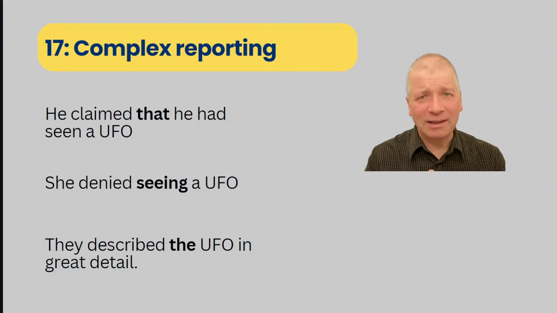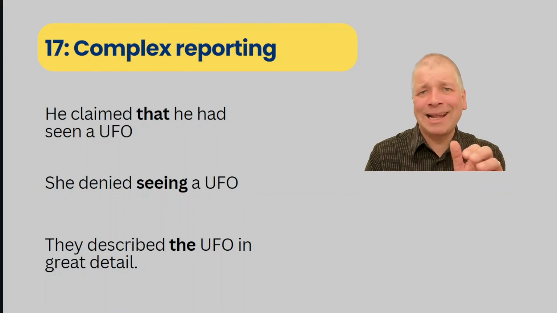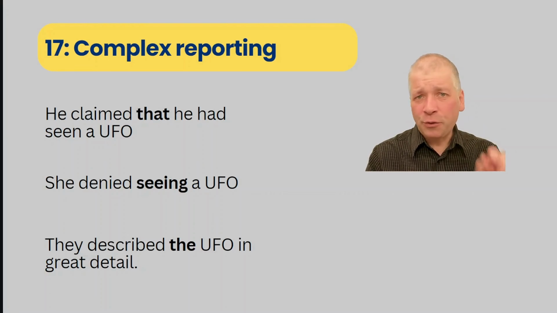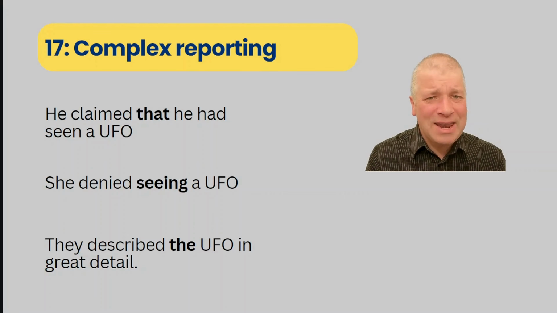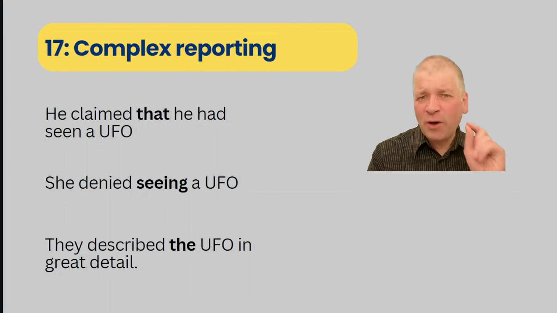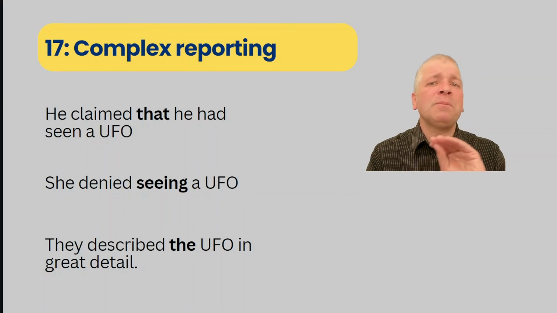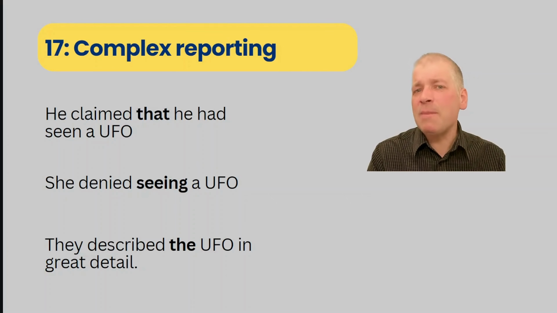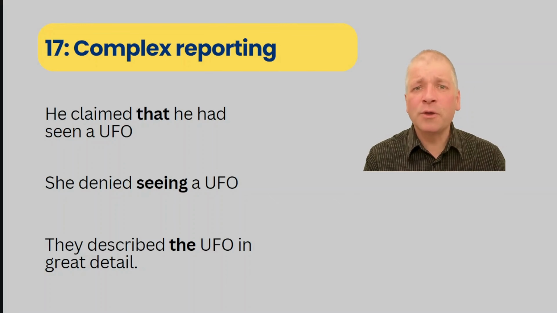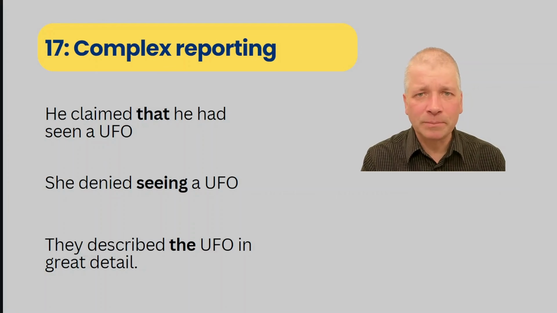He claimed that he had seen a UFO. So claim will often be followed by a clause introduced by that. She denied seeing a UFO. Here we have a verb with ing. In the third example, describe is followed by a noun phrase. We know that because it starts with the. So at an advanced level of English, you cannot simply report things using the same grammar each time. You have to know the correct grammar that follows the reporting verb that you use.